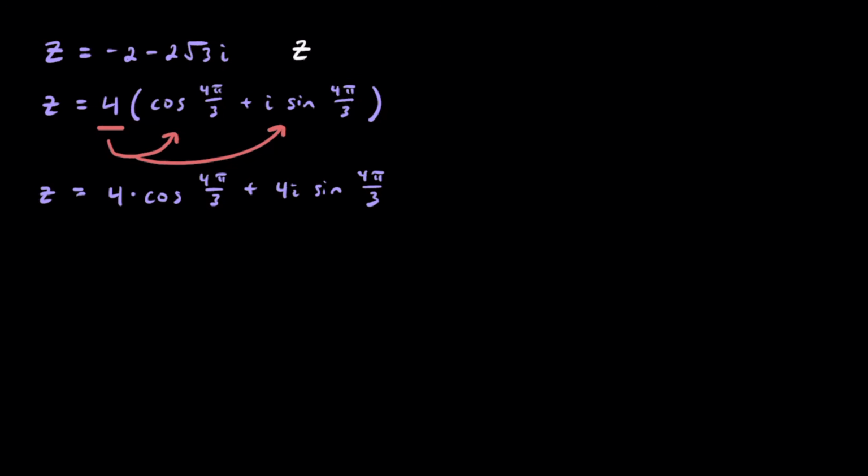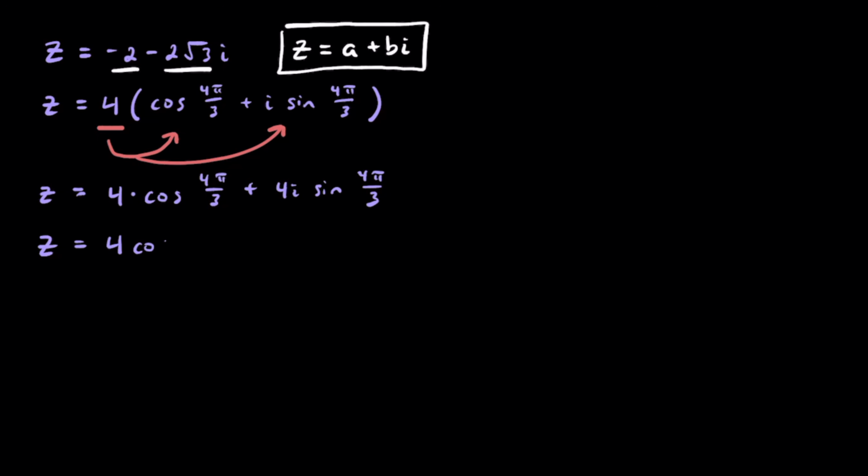Now it's important to remember that rectangular form is really z is equal to a plus bi. So let's just hold on to that for a second here. And this -2 is the a, and the -2 root 3 is the b. So rewriting this polar or trig form, we can write this as 4 times cosine of 4 pi over 3, and add that to 4 sine 4 pi over 3 i.